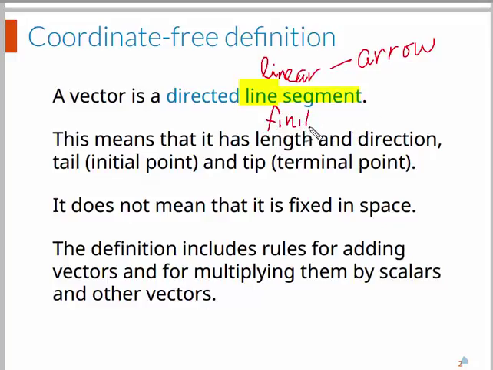In math, a line itself goes from minus infinity to infinity. It does not have finite length, but a line segment has finite length. So you put these two together, it's something that's straight, linear, and it has finite length. Now the next piece of the definition says directed. It means it's going to point in a certain direction. That's all that a vector is, a directed line segment.